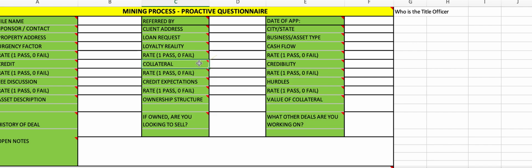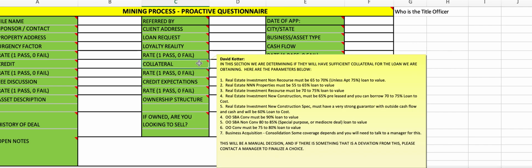Collateral. What we mean by that is determining if they have sufficient collateral for the loan we're obtaining. If it's a real estate investment non-recourse loan, it has to be 65% or lower, honestly. If it's apartment, 75% is fine, loan to value. If it's a triple net property, single tenant, 55 to 65 loan to value is sufficient. Real estate investment recourse must be 70 to 75% loan to value.